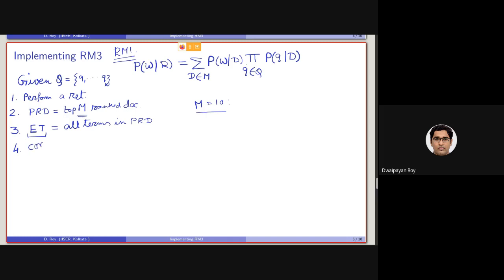compute probability of W given R following, say, equation 1. So let's call it equation 1. Equation 1 for all W in ET. Right?